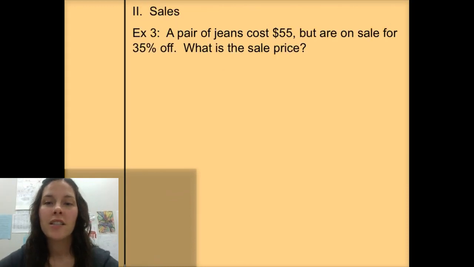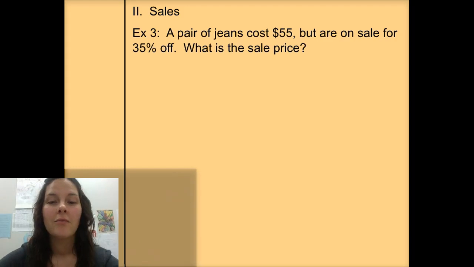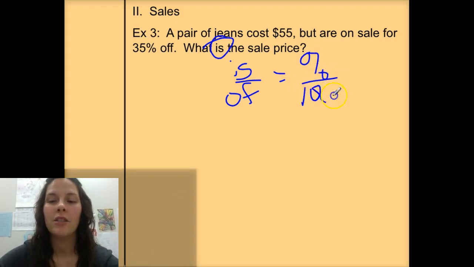Next, we're going to take a look at sales. It's really important to understand how to calculate a sale price so you aren't surprised when you walk up to the register. A pair of jeans cost $55 but are on sale for 35% off. We actually do have is in the question. What is the sale price? So now we know that when we set up our percent proportion, our variable will be in the is position.